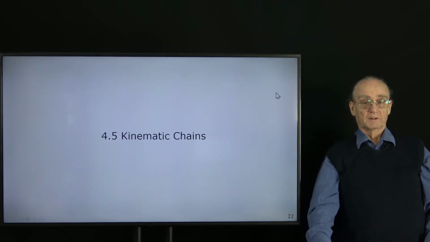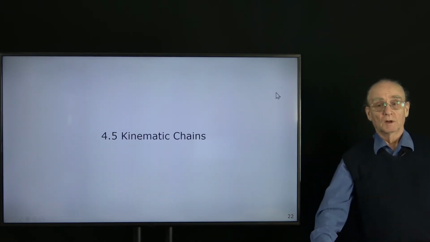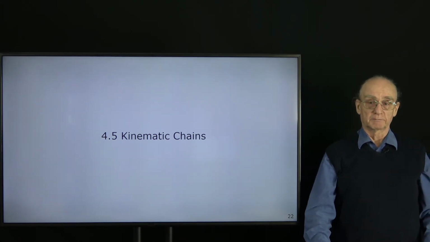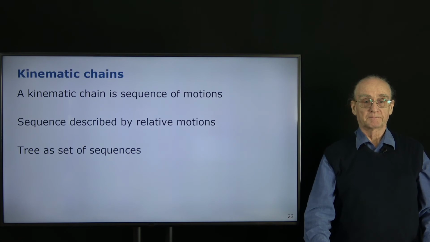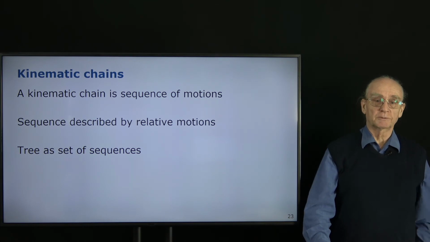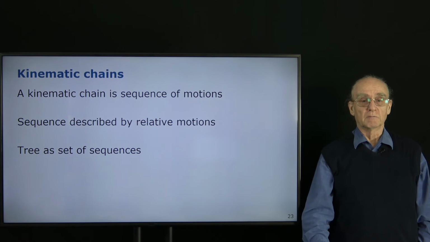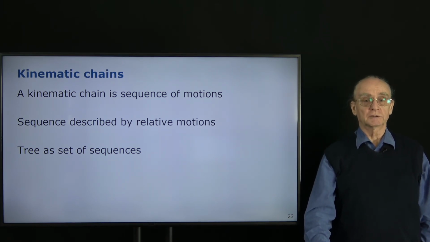So this was the description of a robot arm using the Denavit Hartenberg parameters. So let's have a little bit more general look at kinematic chains. What did we say? Kinematic chains are sequences of motions. These sequences are described by relative motions, and we might have trees as sets of sequences.